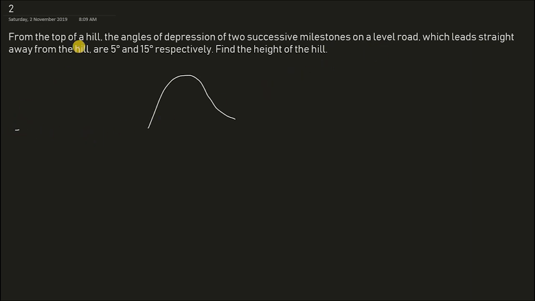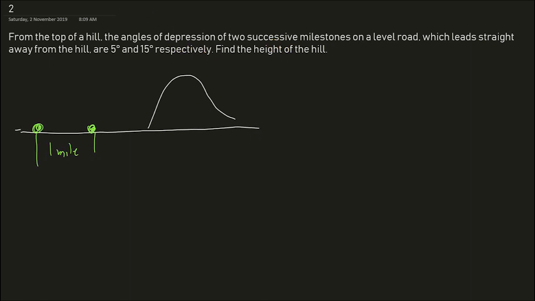So, meron tayong road dito, level road. Two successive milestones, ibig sabihin may dalawang points, may dalawang stones tayo dyan. Tapos, sabi niya, milestones. Ibig sabihin, sa pagitan ng dalawang stones is 1 mile. So, ang measurement nito is 1 mile.